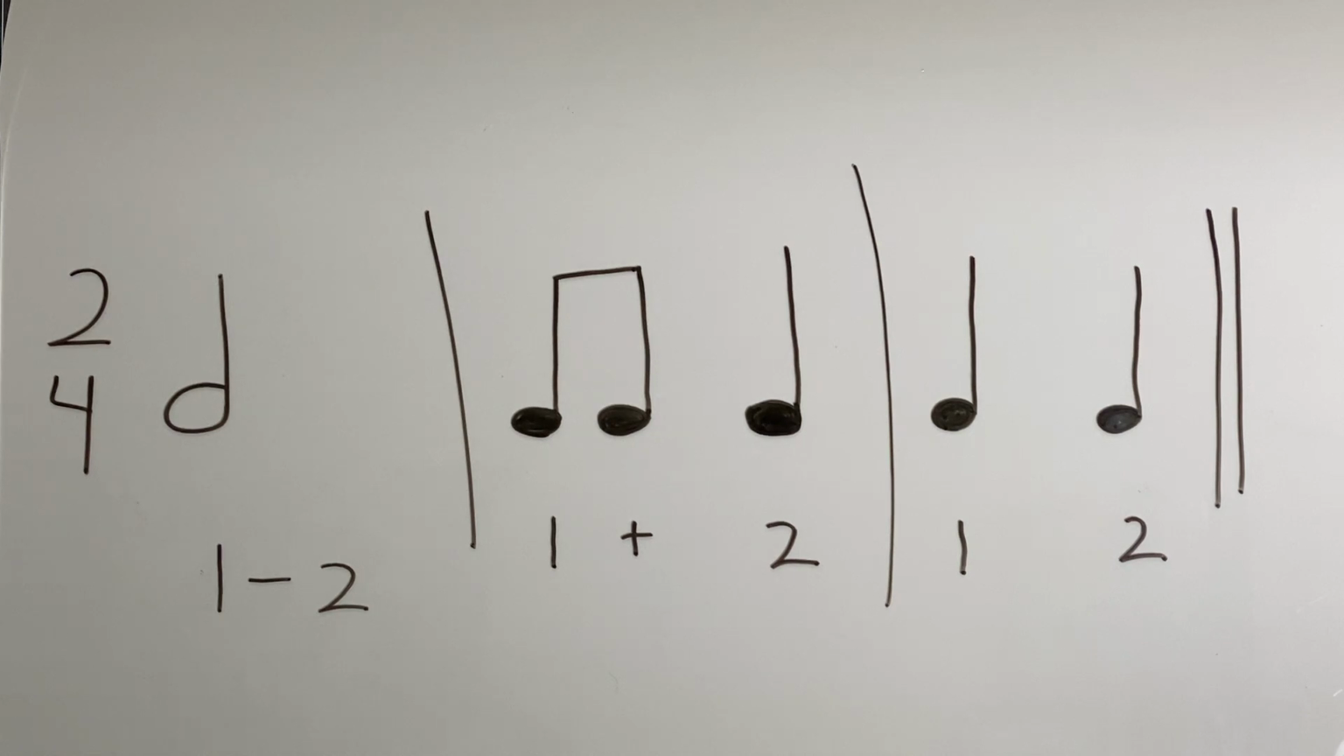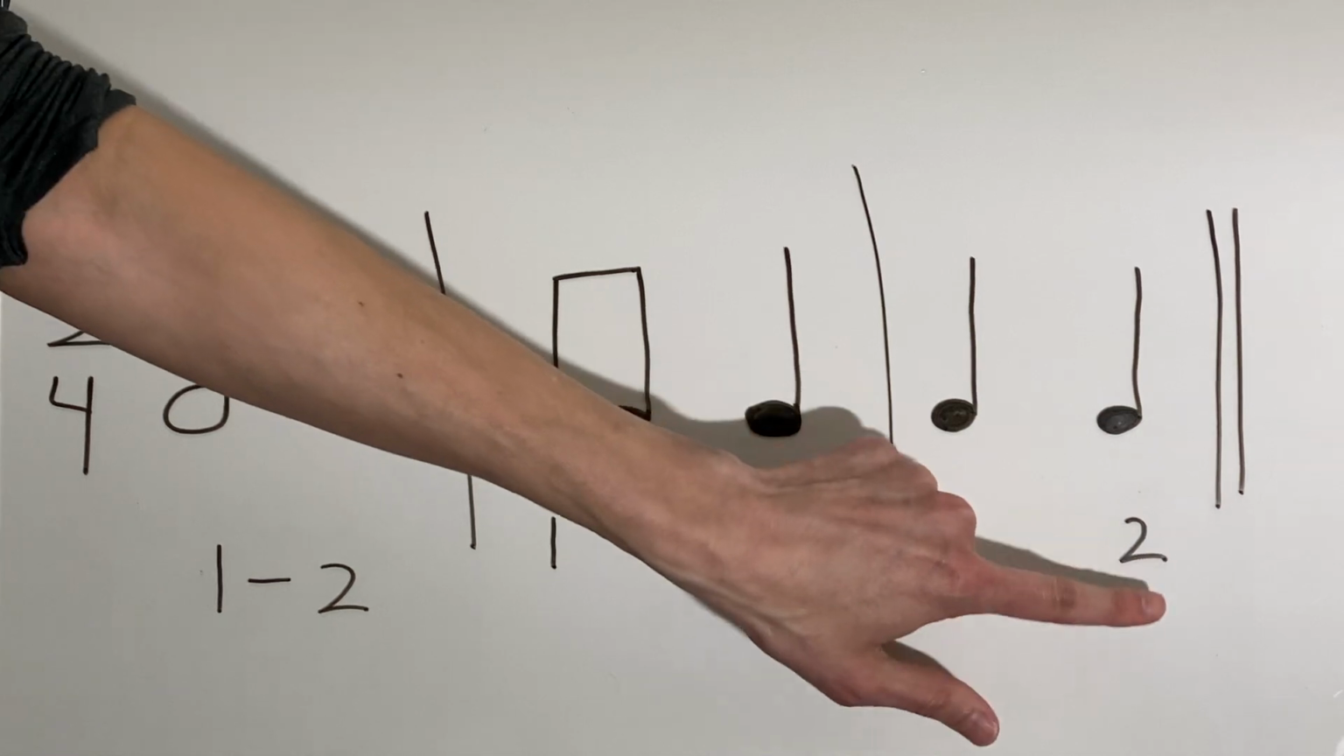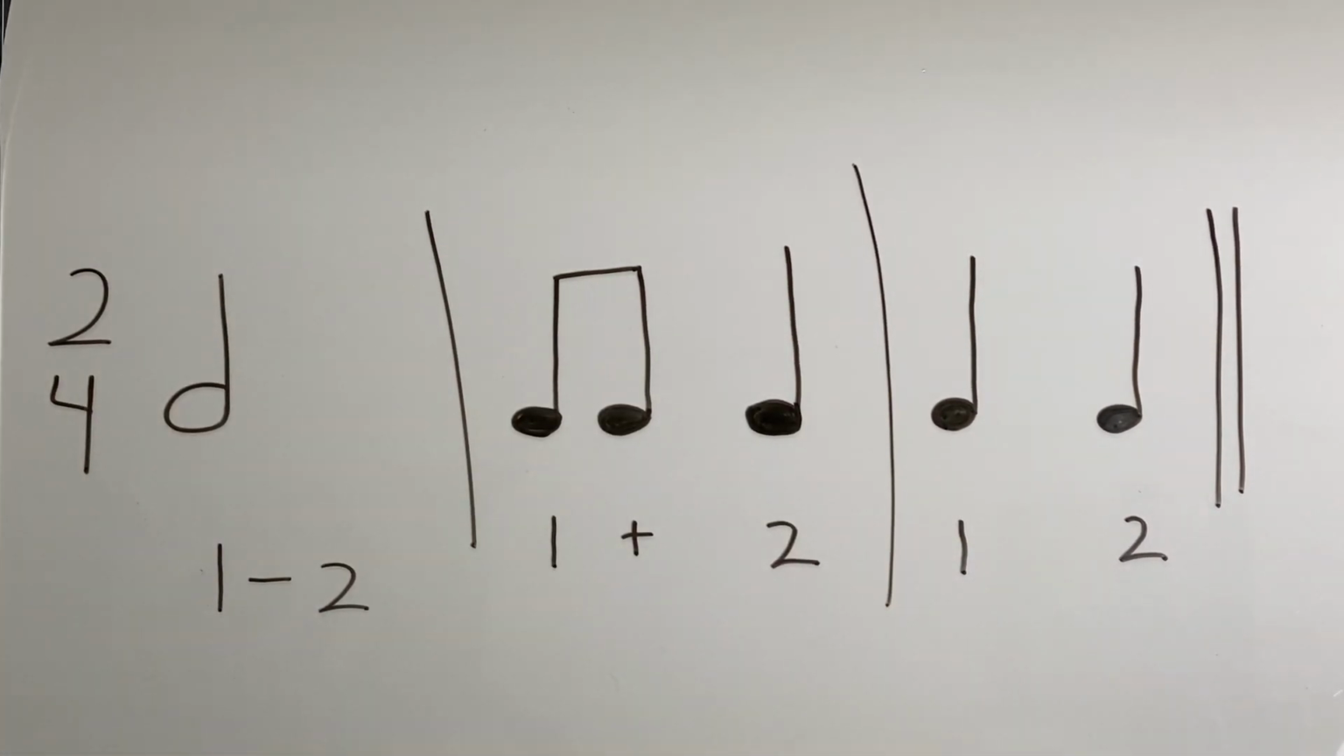Now it's time to clap it. Get your clapping hands ready. We start here, and I'm going to say 1, 2, ready, go. 1, 2, 1 and 2. 1, 2. Were you able to keep up with me and keep a steady beat? I hope so. Let's try it again.